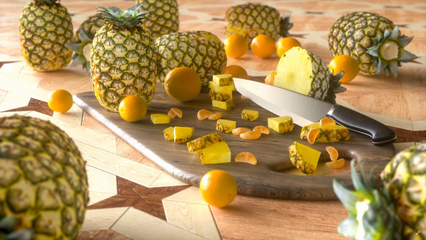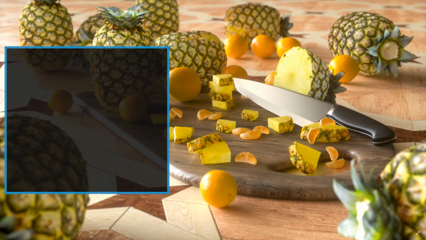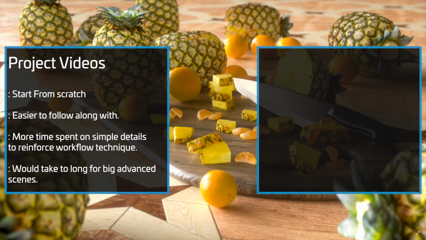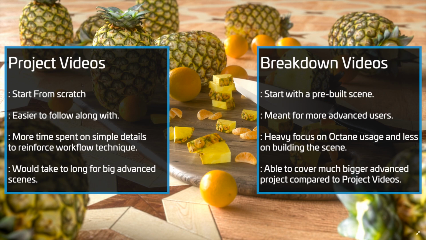Over here, let's just make an example. This side here is our project videos. We've been working on them. And over here, this is our new project breakdown videos. A project video is where we actually start from scratch, or relatively from scratch. We started with almost nothing in the scene, and I walked you through every single step of the process and how to make it.